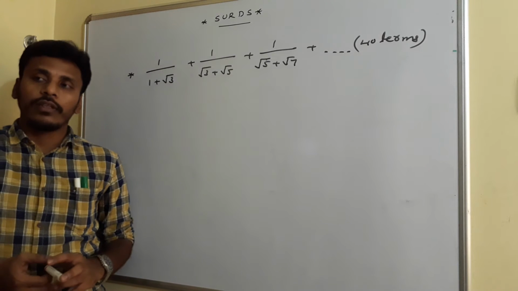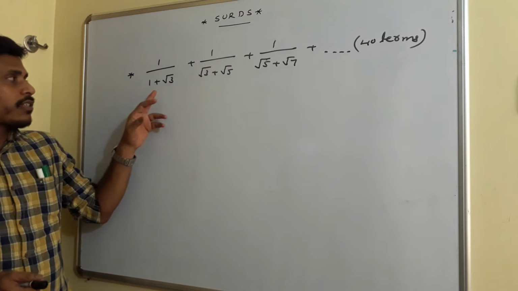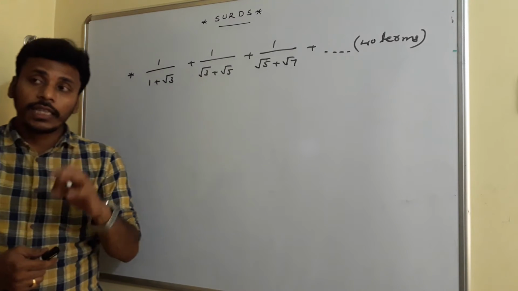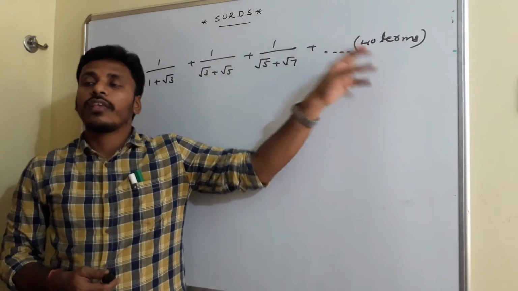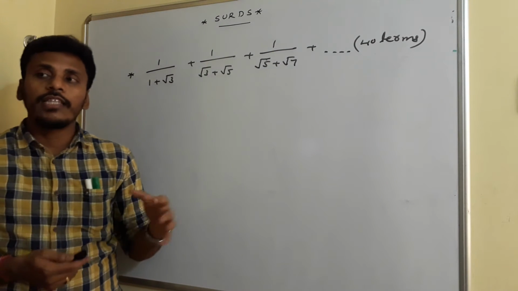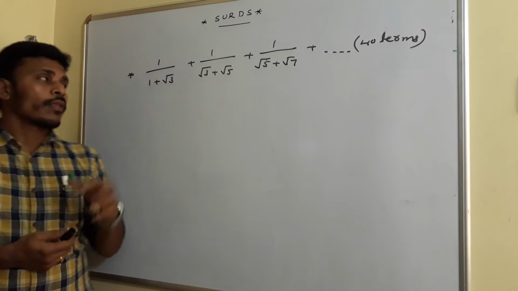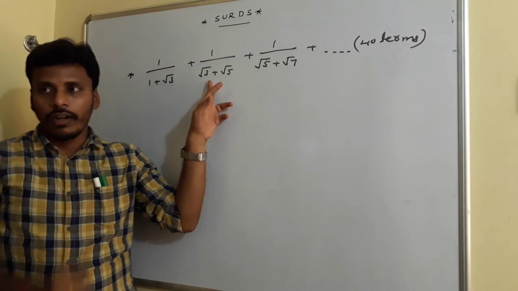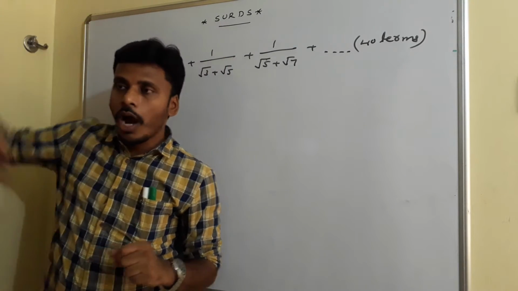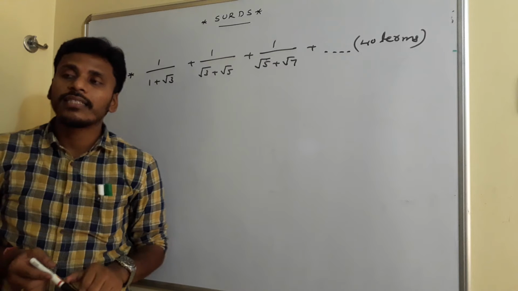To get the simplified value, think about any one of the terms among these, right? The first term is 1 by 1 plus root 3, the second term is 1 by root 3 plus root 5, and the third one is root 5 plus root 7. What to say about the 40th term? They mentioned that there are 40 terms in this problem. What is the 40th term? And one more observation is all odd numbers are involved here. The first odd number is 1, 3 is the second odd number, 5 is the third odd number, and in the 40th term you may face which odd number? The 40th odd number.